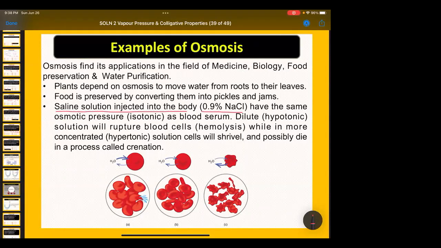Hypertonic means the solution which is more concentrated than a given solution. Hypo is less concentrated. And isotonic means same. So if two solutions are isotonic, there is not going to be any movement of the solvent, meaning they have the same osmotic pressure. So if we are putting a saline solution in our blood, that is 0.9% NaCl, our blood cells are going to remain stable. They are neither going to get ruptured nor imploded.